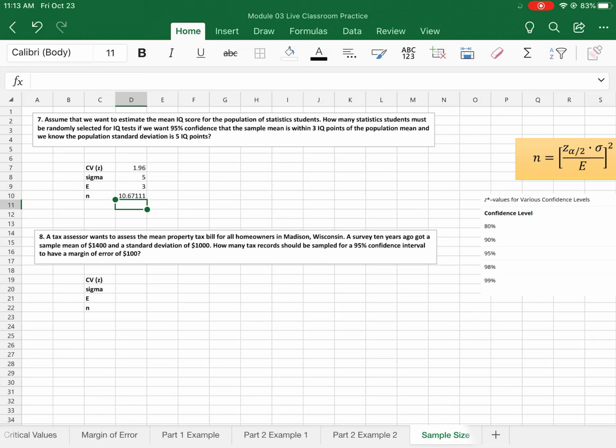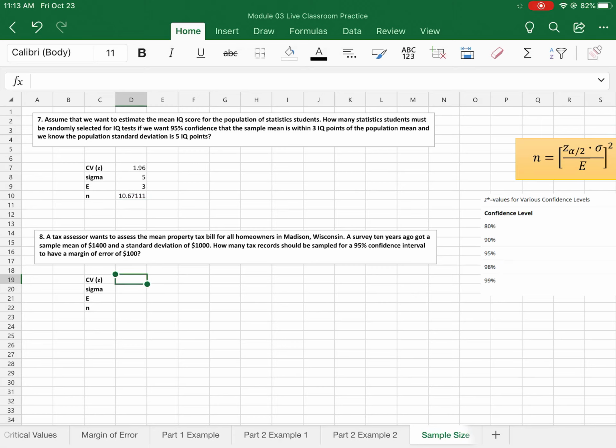A tax assessor wants to assess the mean property tax bill for all homeowners in Madison, Wisconsin. A survey 10 years ago got a mean of 1,400 and a standard deviation of 1,000. How many tax records should be sampled for a 95% confidence interval to have a margin of error of 100?